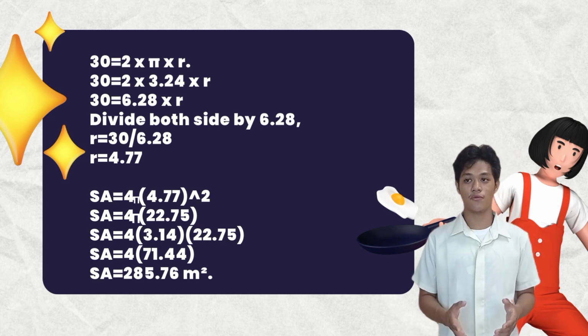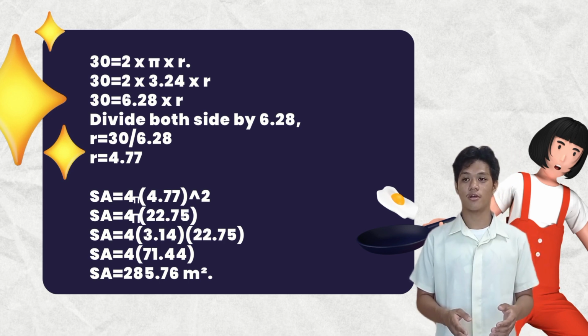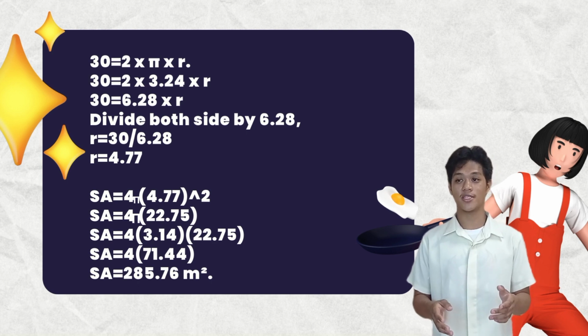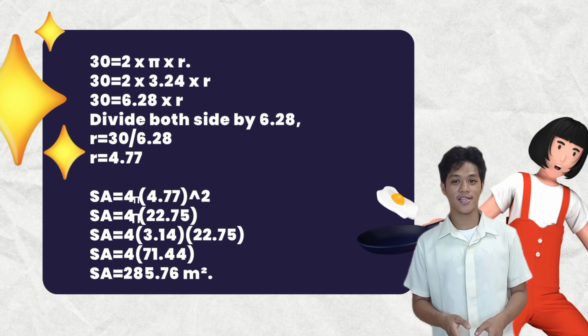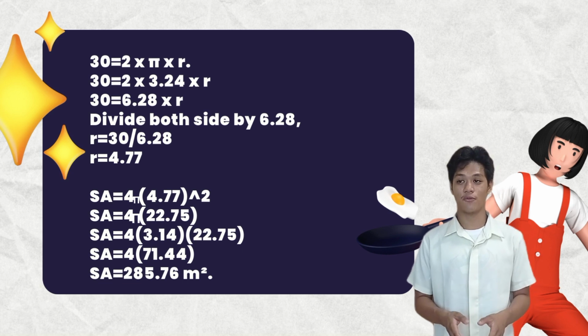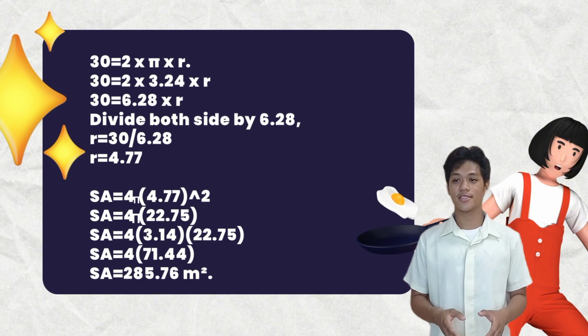We can now substitute it into our formula for surface area. Surface area equals 4 pi, then 4.77, our radius, raised to 2. 4.77 squared is 22.75. Then multiply it by 3.14, which is the pi. We can get 71.44. Then after that, multiply it by 4. Our surface area is 265.76 meters squared.